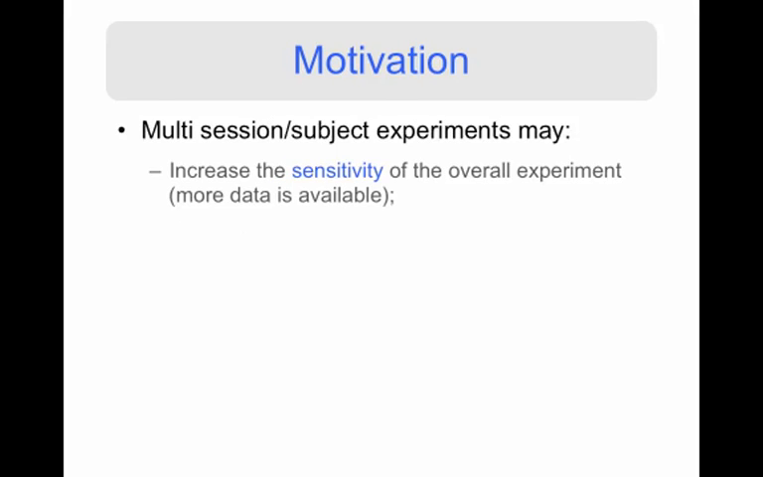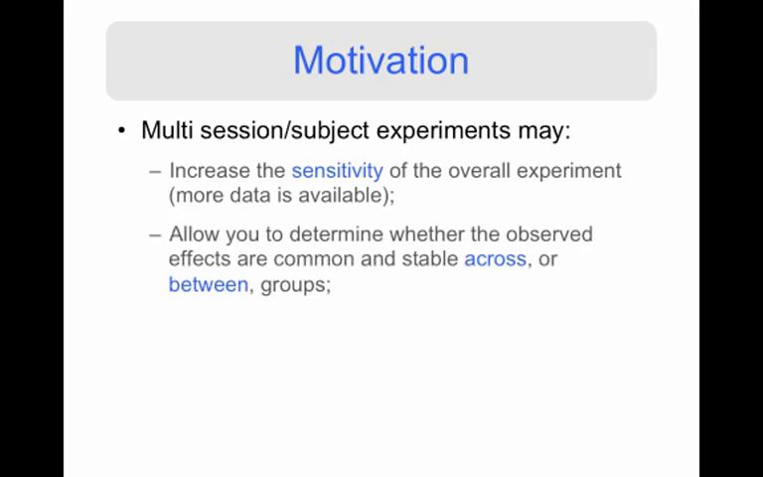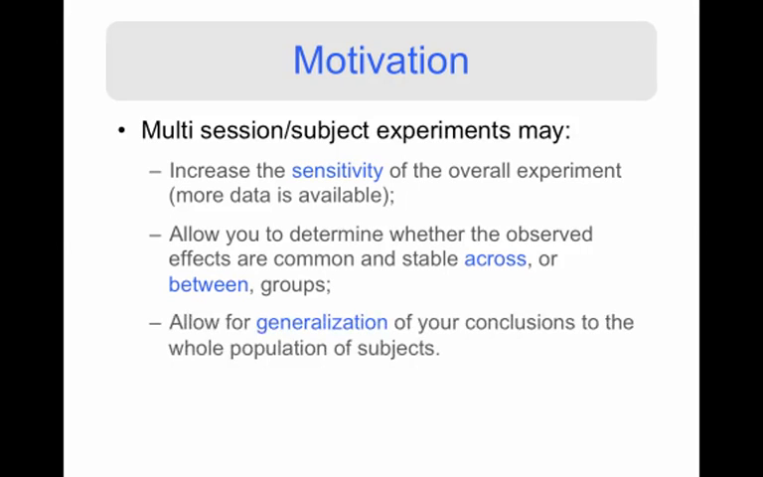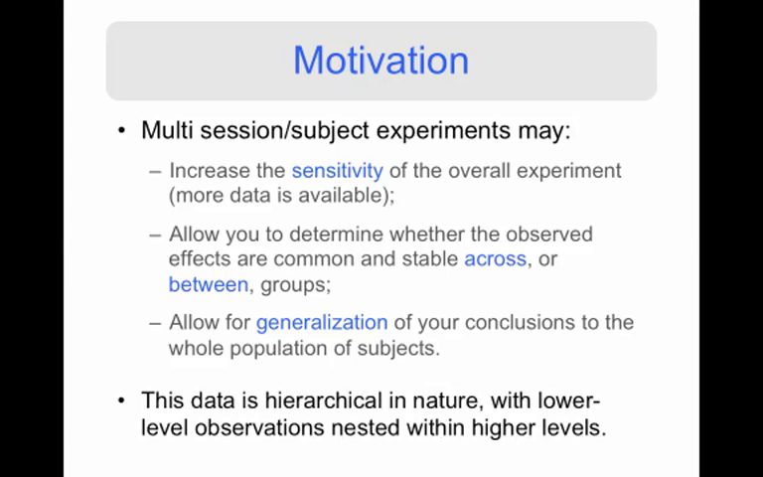These types of multi-session, multi-subject experiments may increase the sensitivity of the overall experiment as more data is available for study. They may also allow you to determine whether the observed effects are common and stable across or between different groups of subjects, such as cases or controls. And also, they may allow for generalization of your conclusion to the entire population of subjects from which your subjects were drawn.